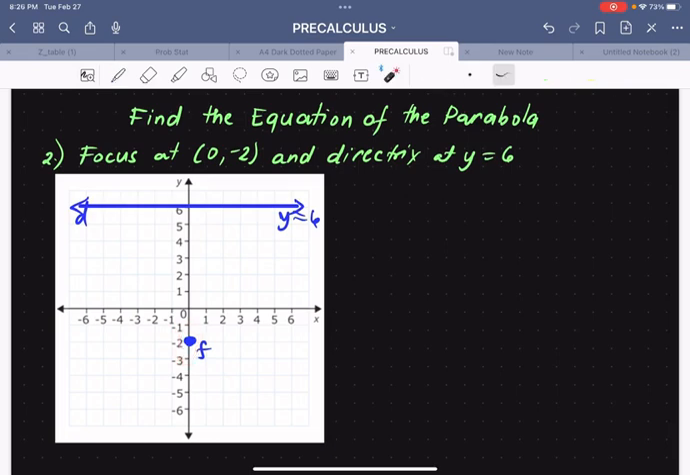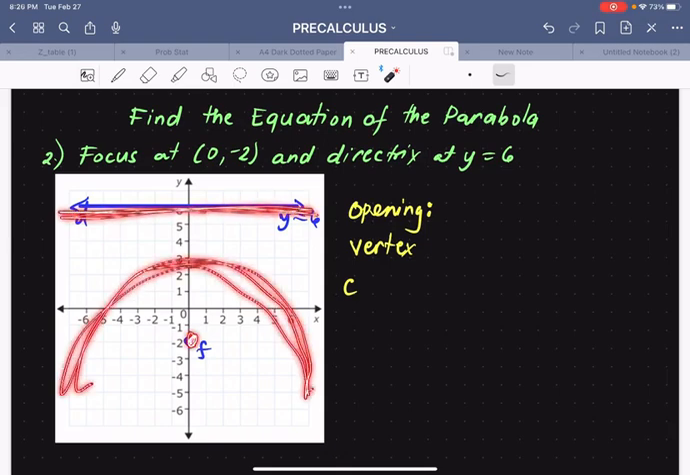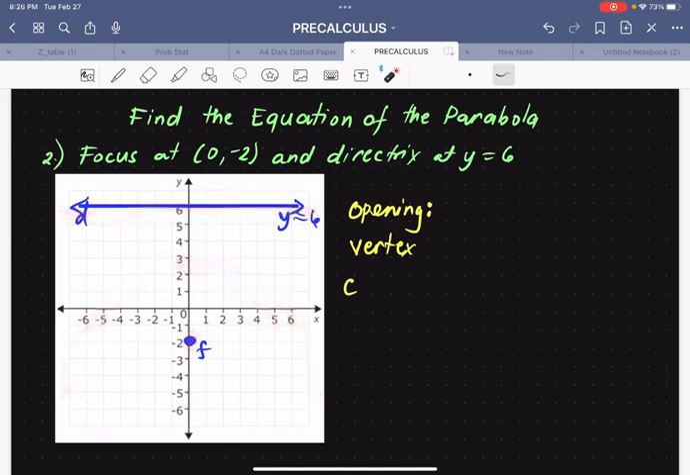So we can determine the vertex at the midpoint. But before that, we're going to determine the opening, the vertex, and the value of c. So what is the opening of the parabola? Since the directrix is located here and the focus is here, therefore the parabola opens downward. Okay, downward.